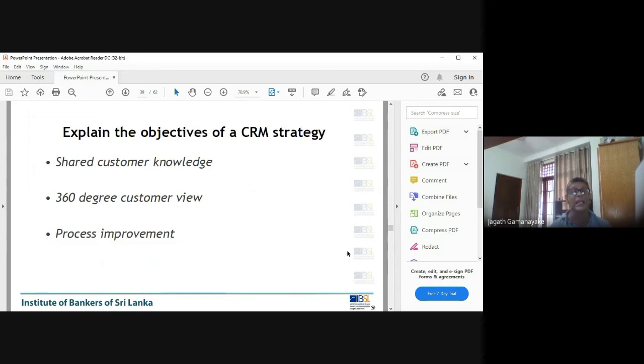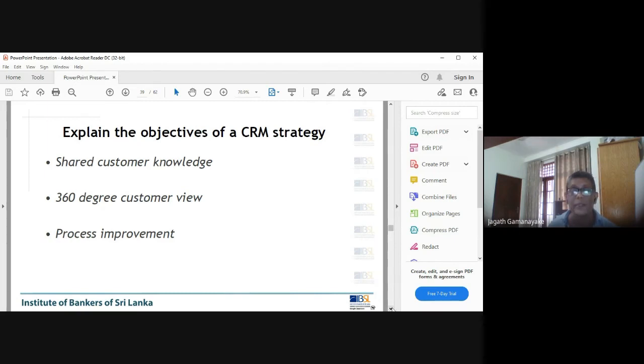Then, of course, CRM strategy always looks at how to improve processes. So every time, the CRM strategy tries to look at it. These are the three objectives of a CRM: shared customer knowledge, 360 degree customer view, and process improvement. Okay, right.